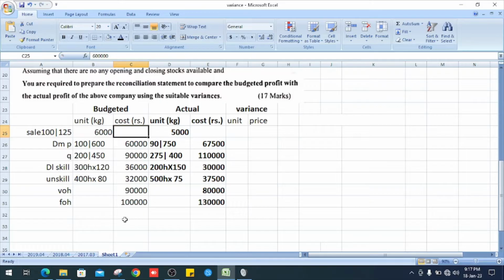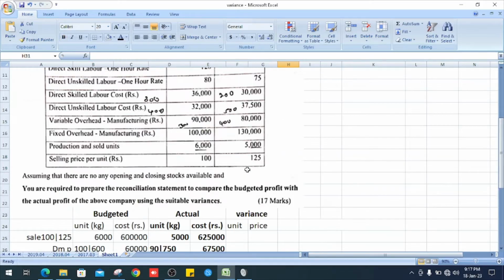Now we know our budgeted sales unit amount is 6,000. The budgeted sales price is 100, so 100 into 6,000 is 600,000. The actual unit is 5,000, and 5,000 into the actual price 125 is 625,000. Next we can go to the variances.